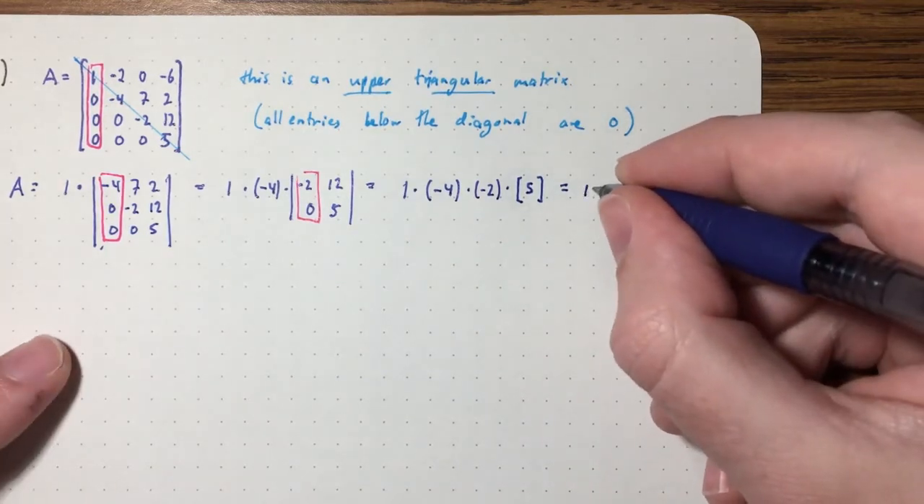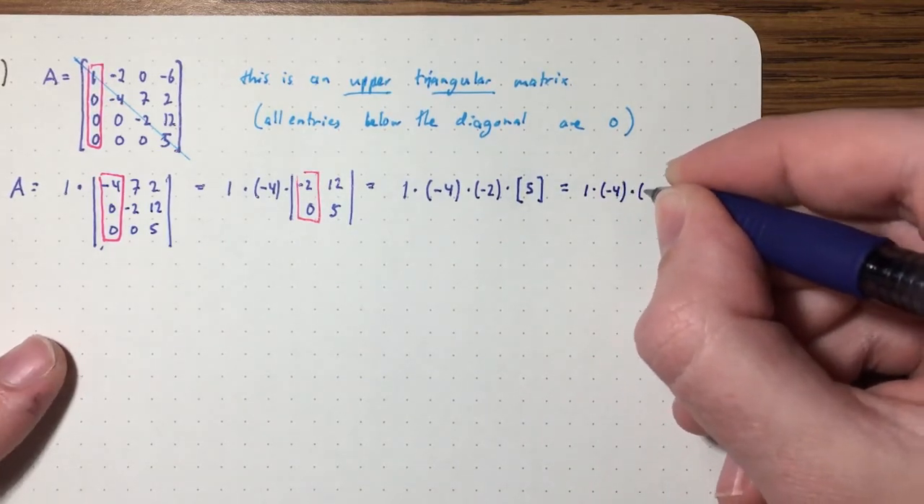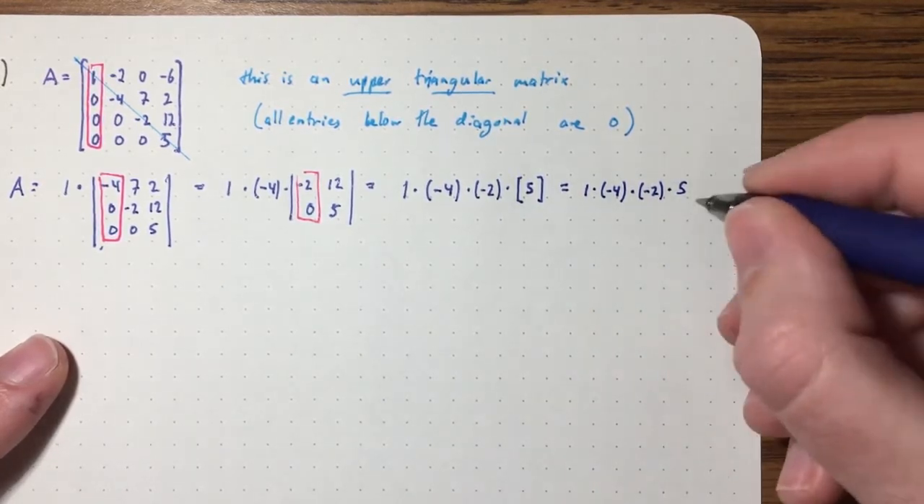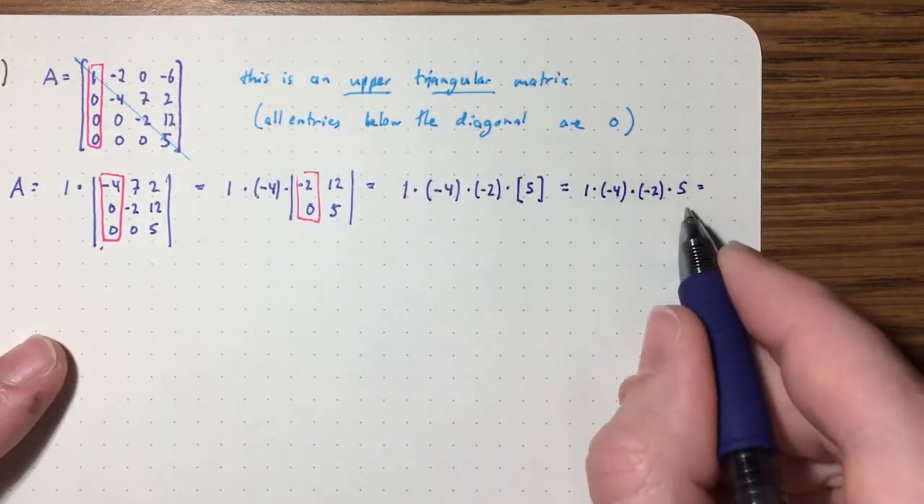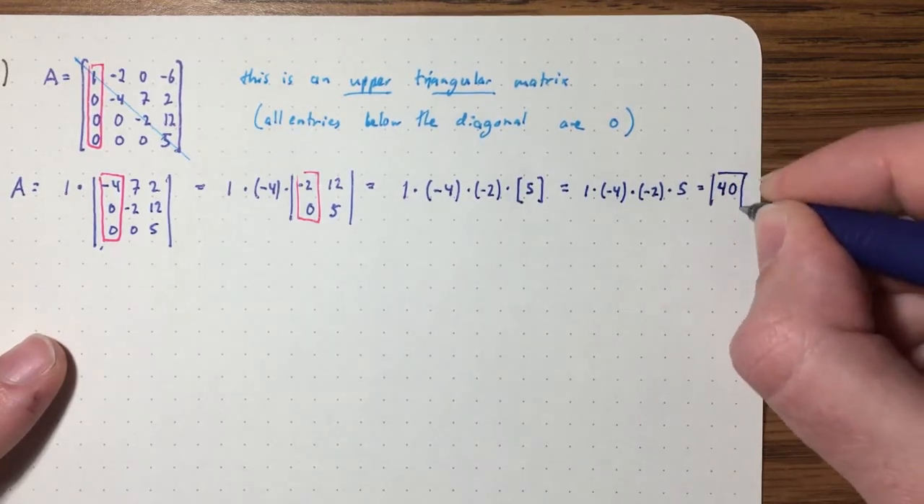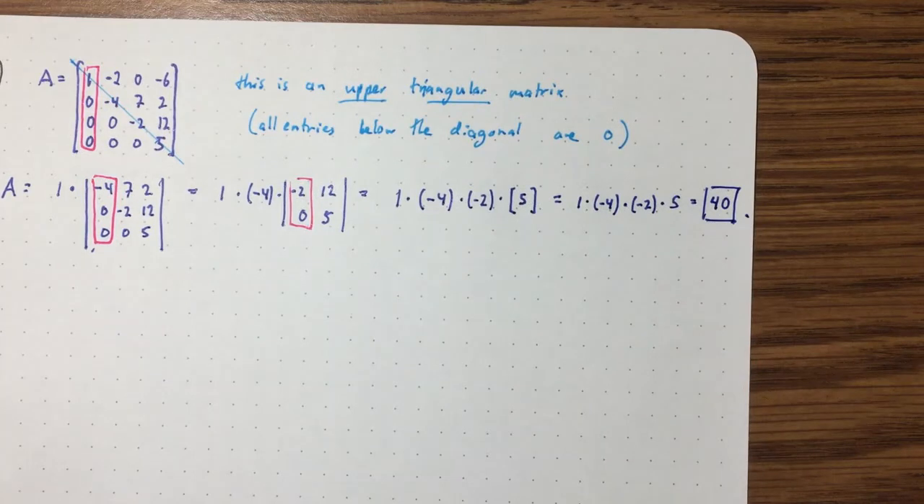Okay, but this is just 1 times minus 4 times minus 2 times, what's the determinant of matrix 5? Just 5. So this equals 40. Did I do that right? It's number 40.